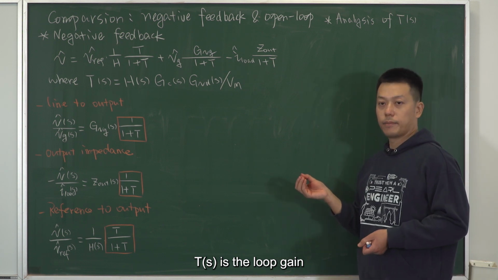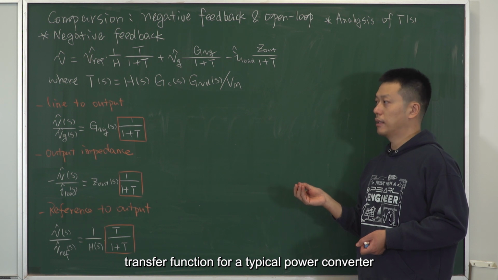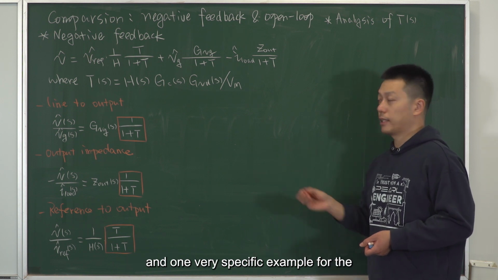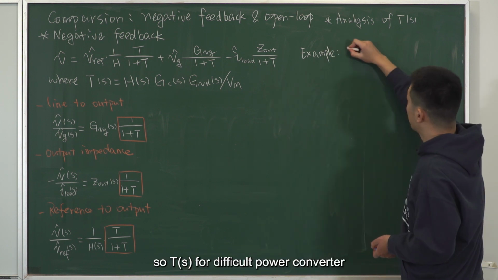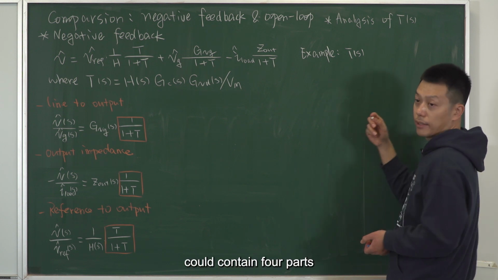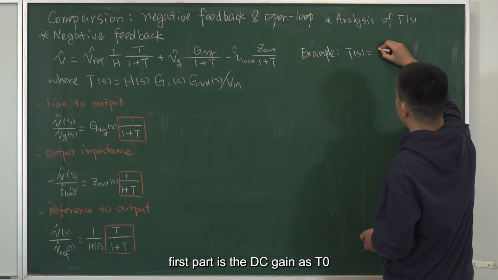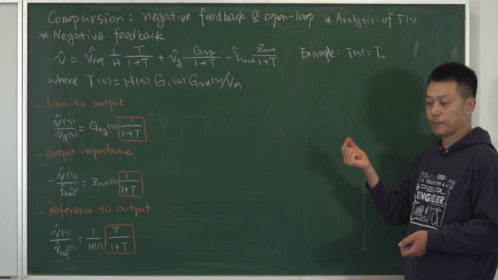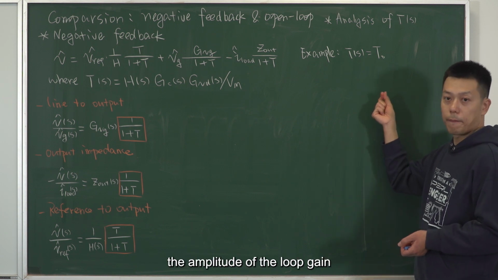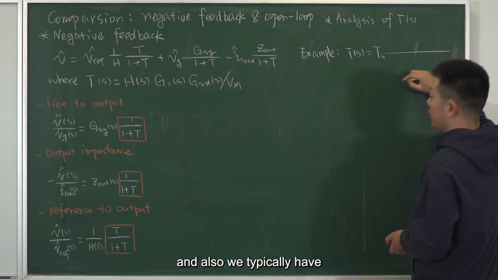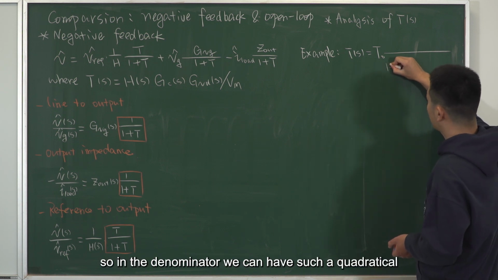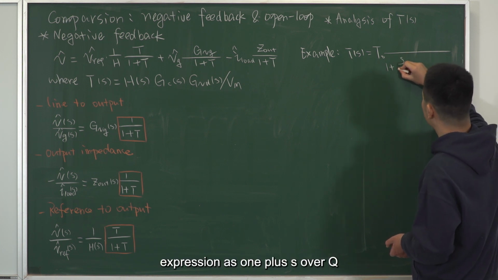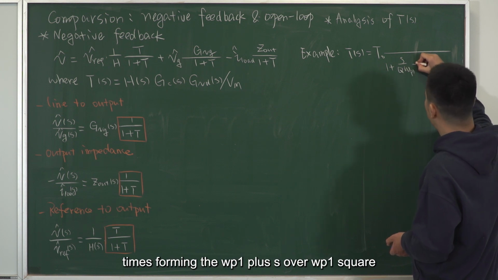Ts is the loop gain transfer function for a typical power converter, and one very specific example for the loop gain will be such an example. So Ts for a typical power converter could contain 4 parts. The first part is the DC gain T0, which means the amplitude of the loop gain at frequency equal to 0. We also typically have a quadratic pole response, so in the denominator we can have such a quadratic expression as 1 plus s over Q times omega p1 plus s over omega p1 squared.